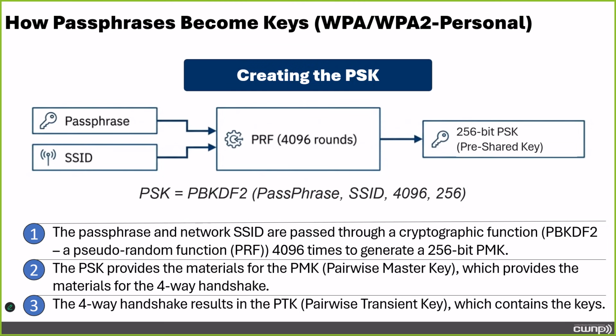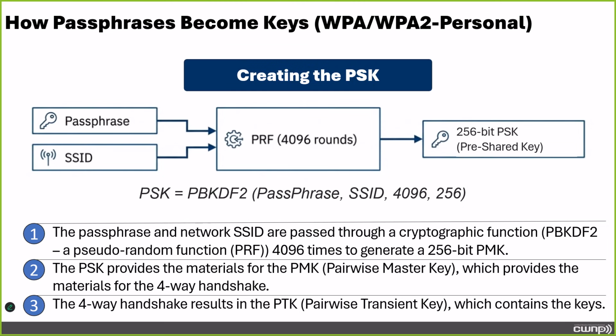WPA personal might need more than 256 bits because we need some special MIC keys as well. So there can be some extra values there. But with most modern networks, we're dealing with this 256-bit pre-shared key. So the pre-shared key provides the materials for the PMK. And I should say I misspoke, I kind of got ahead of myself there. We're getting a 256-bit PSK regardless, but that 256 bits may be turned into more or fewer bits as it eventually becomes the PTK, depending on whether we're using WPA or WPA2.